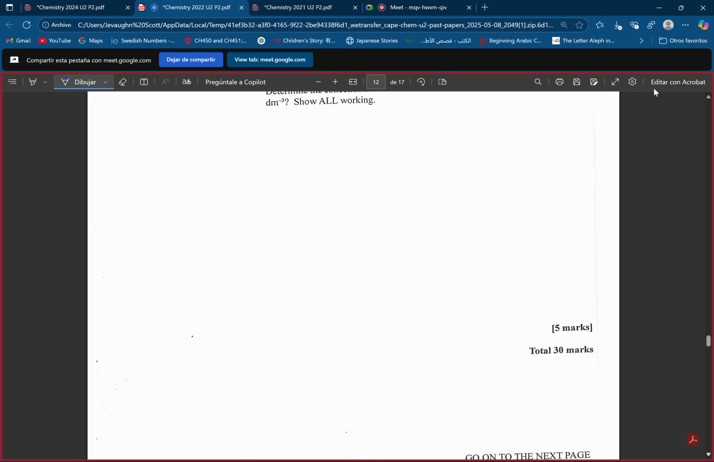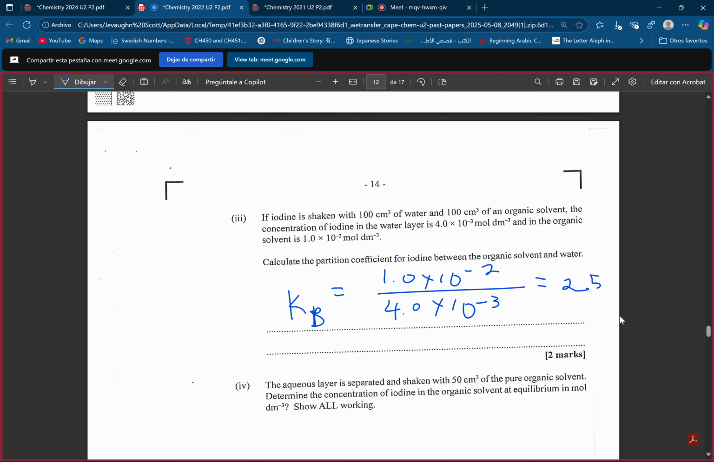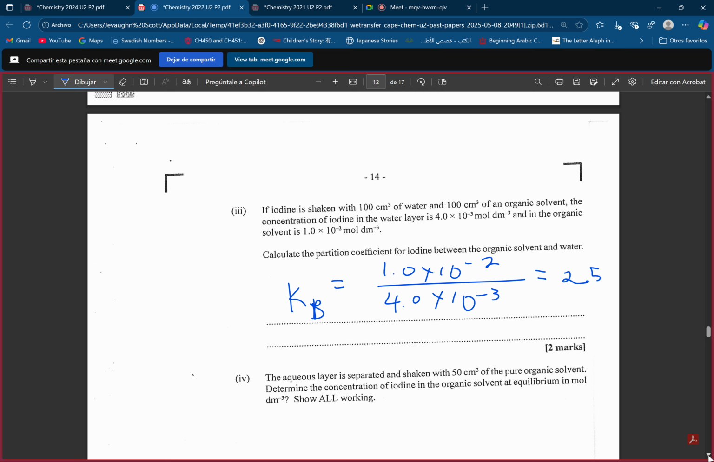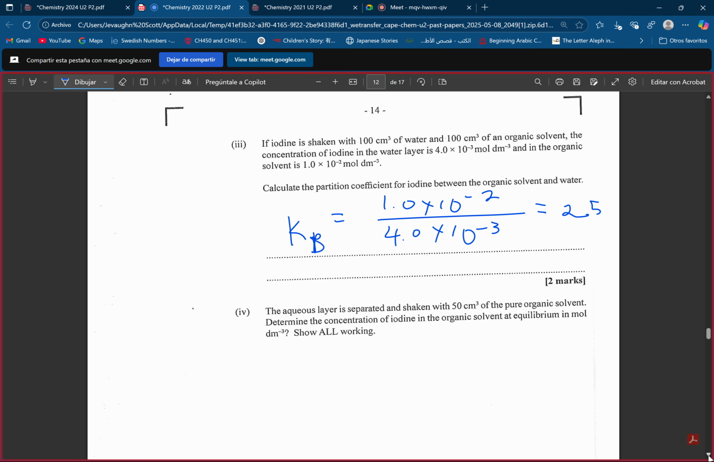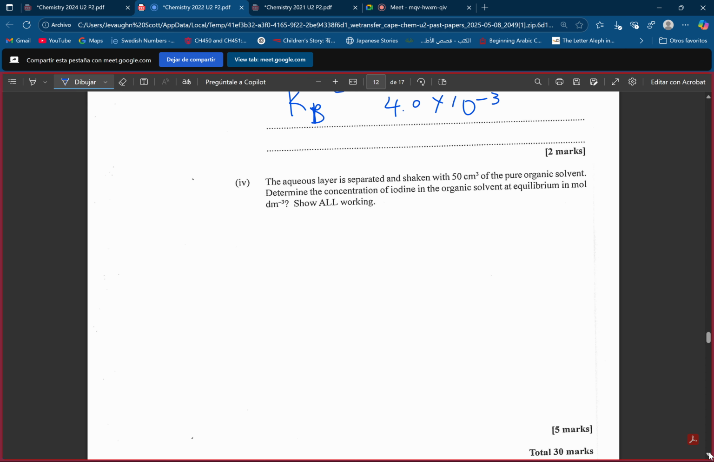Moving on now. These are really simple. Moving on to the last question in module 2. The aqueous layer is separated and shaken with 50 cm³ of a pure organic solvent. Determine the concentration of iodine in the organic solvent at equilibrium in moles per dm³. Show all working. I'm not sure whether that show all working is supposed to intimidate us. But let's look at this. The initial moles of iodine in water, what would that be?